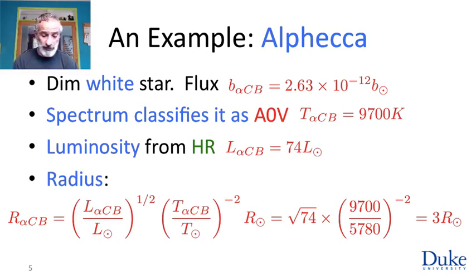I can also figure out Alphakka's radius. Remember, we had a relation between radii, luminosity, and temperature. This is the scaling relation, and I predict a radius of about 3 solar radii for Alphakka. Remember, we said that the main sequence goes from 1 solar radius at the sun all the way up to 10. Alphakka is part of the way up there. 3 solar radii is pretty reasonable.